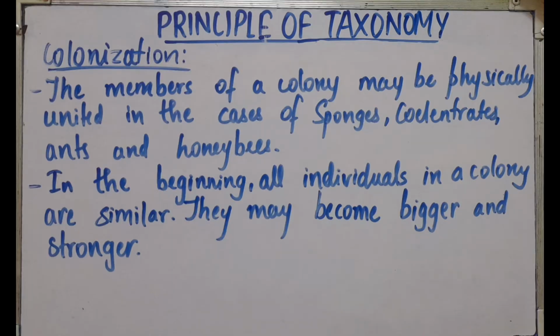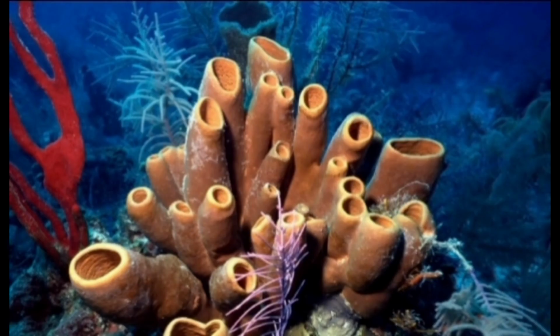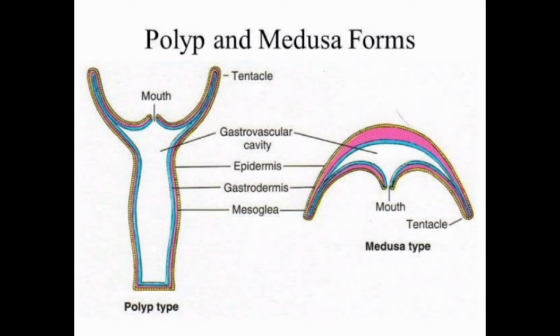The members of a colony may be physically united, as in the case of sponges. The division of labor takes place between the cells as an aggregate kind of cells in poriferans. Sponges are described by the possession of a feeding system among animals. In coelenterates, polyps are concerned with feeding, protection and asexual reproduction, whereas medusa are concerned with sexual reproduction.